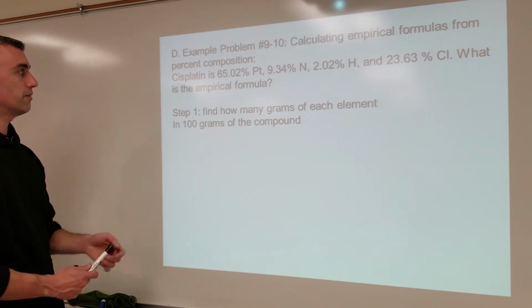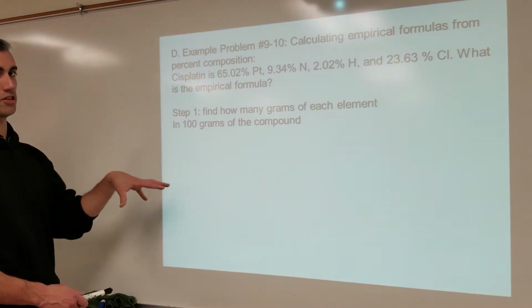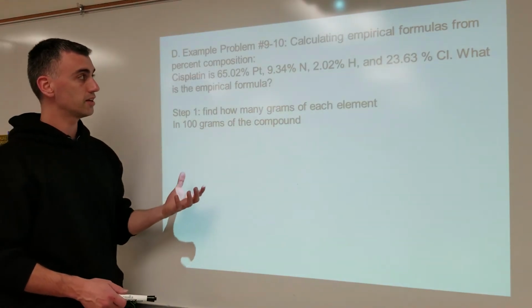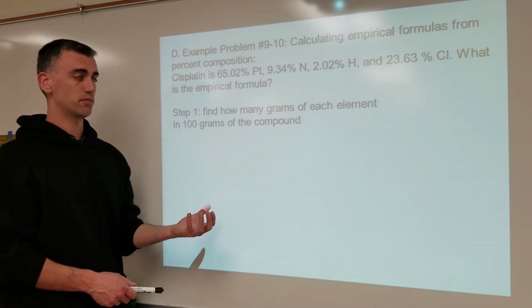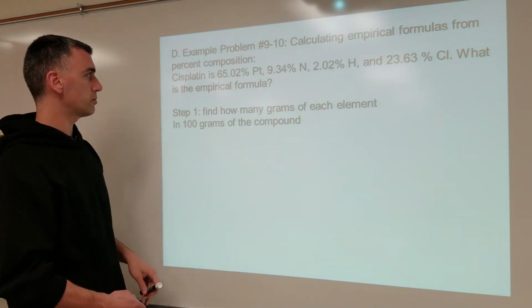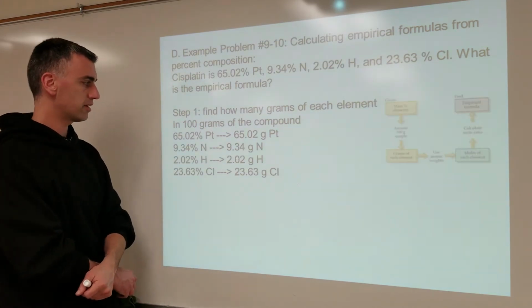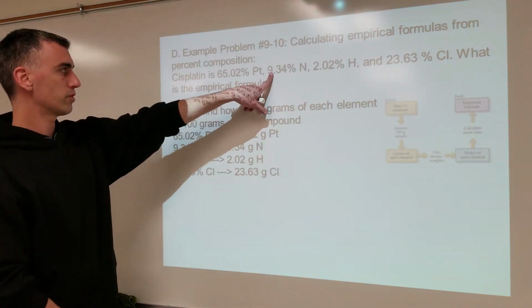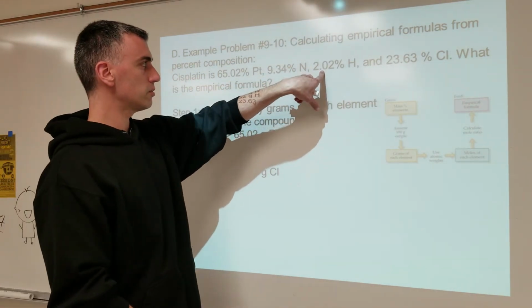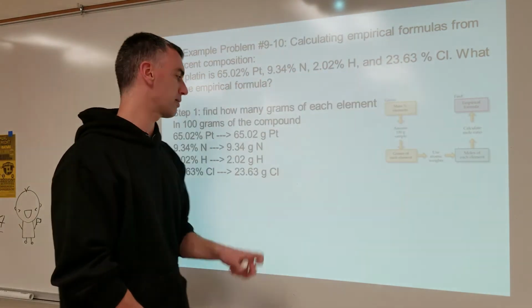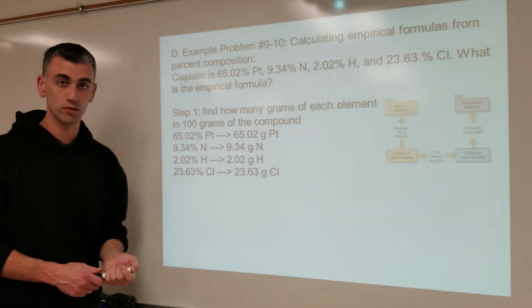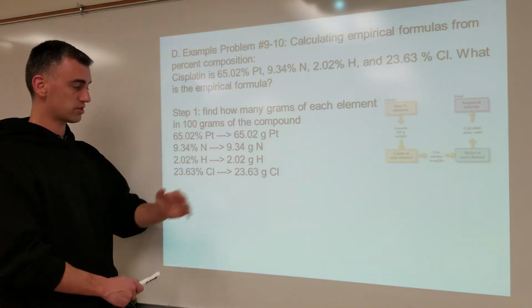So if you're given percent composition, you essentially will treat it like you have 100 grams of the sample. So we'll say 65.02% platinum. Fine, we'll just call it 65.02 grams of platinum. And same for the other elements: 9.34 grams of nitrogen, 2.02 grams of hydrogen, 23.63 grams of chlorine. We just treat it like we have a 100 gram sample. That way we make these numbers nice and easy.